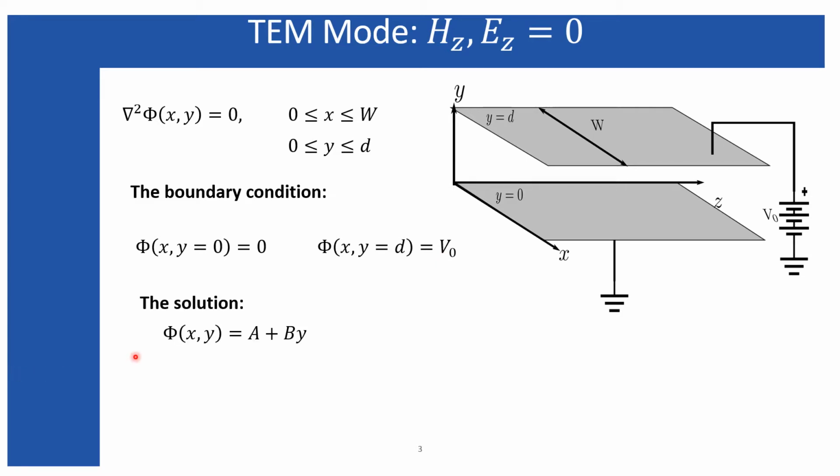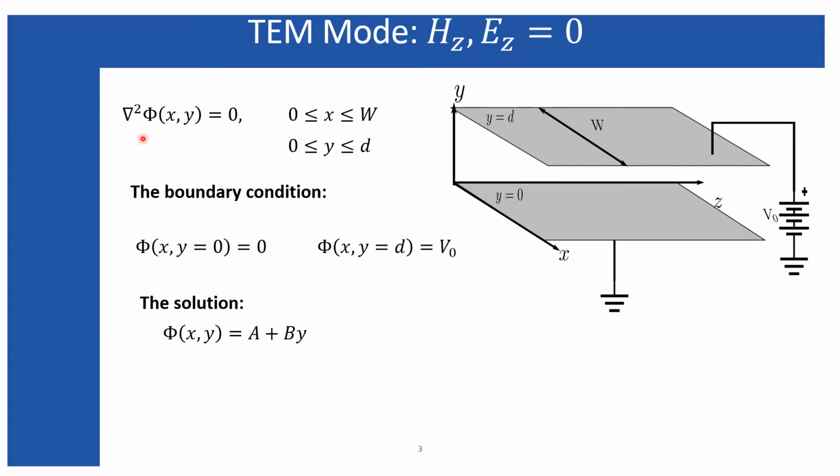Now the solution. The solution is very easy because, out of these two coordinates, phi(x,y) remains invariant along the x direction, because the entire plate, both the bottom plate and the top plate, are at constant potential. The bottom plate is at 0 and the top plate is at V naught along the x direction. However, they vary only along the y direction. Therefore the variations can be included only in the y direction.